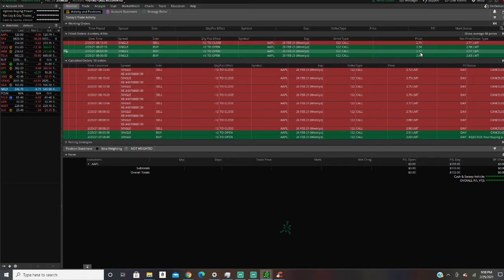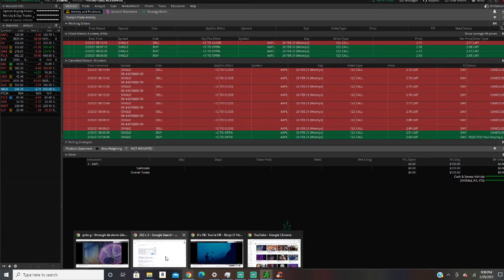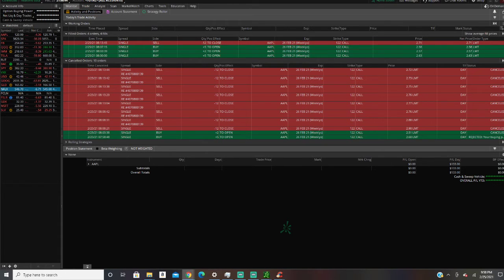So 2 times 257 is 514. And then for my third entry, I got in 5 contracts at 258. I did the math earlier, let me just pull up my calculator. $3,119 was the total I invested in the trade.